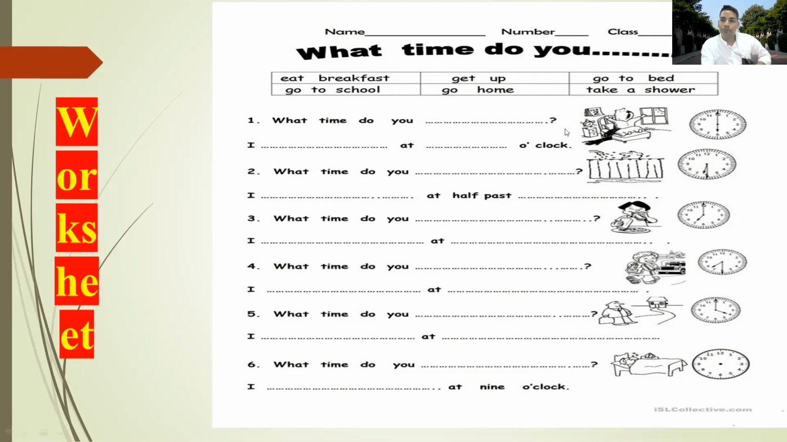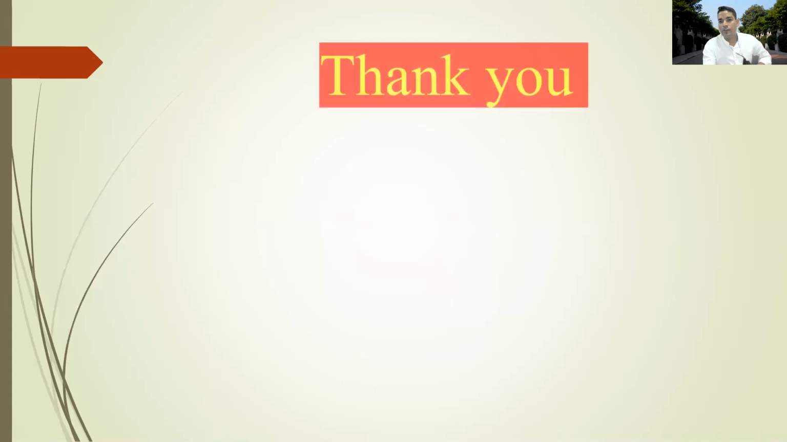What time do you get up? There is a picture of the morning with a clock, you can see the clock also. Somebody is getting up from the bed right now, so you can write here, what time do you get up, and I get up at 6 o'clock. You can write here 6 o'clock. Number 2, what time do you... you can find the answer from here and fill in the blank. Then you can send it to me, I will check it, and then I will give you the marks.